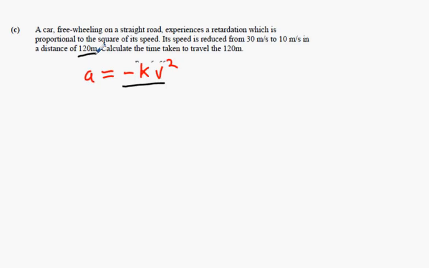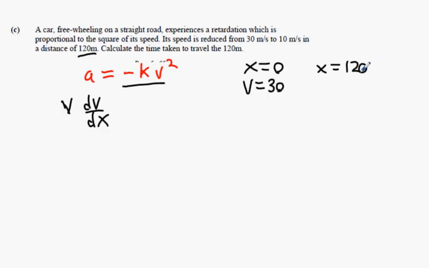So, a can be written as v times dv/dx or ds, whichever letter you want to choose. Okay? So when x is 0, when we start our experiment, we know that the velocity is 30. However, when x is 120, our velocity is 10. The whole point of the question is to find the time.